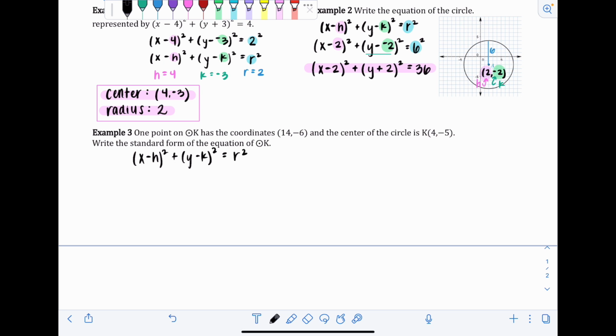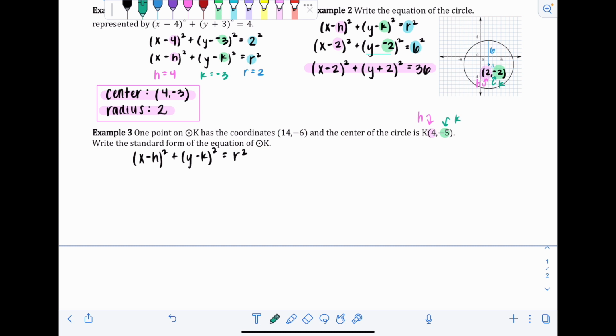Okay, so we know that h and k are the center, and they tell us that the center of the circle is at (4, -5). So h is going to be 4 and -5 is going to be k. Keep in mind, h will always be the x coordinate, the first number in the vertex or the center. Sorry, it's a habit to break. So h is always the first number of the center, the x coordinate, and k is always the y coordinate.